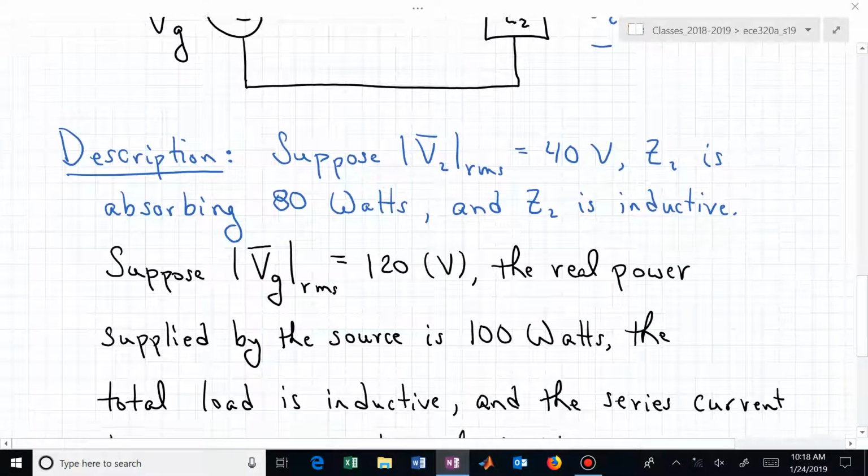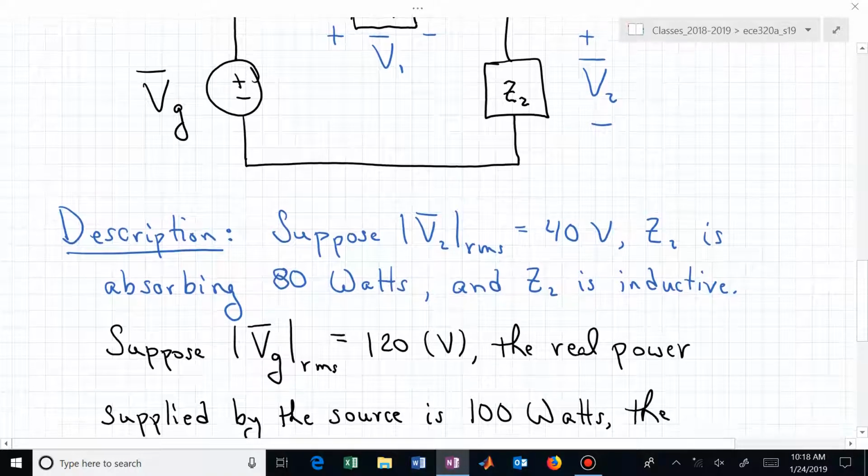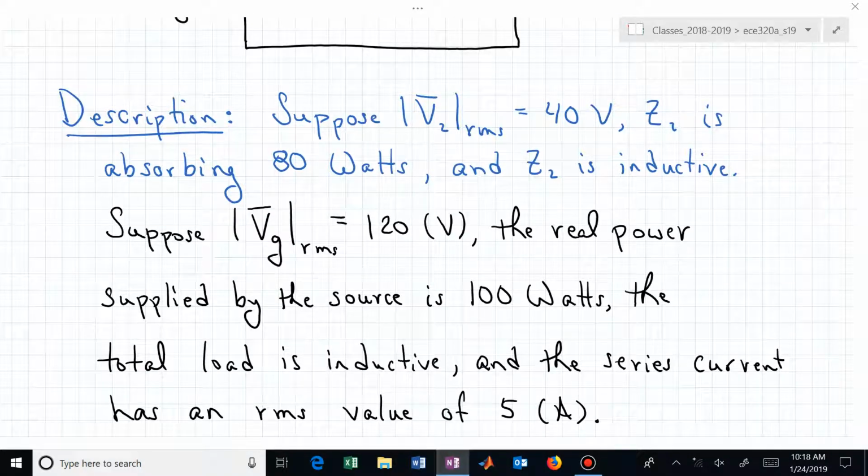Suppose we also know the following about the source. We know the magnitude of the source in RMS units, so we want to make sure that everything is consistent and we're dealing with maximum values or RMS values. Here we're using RMS values. Suppose that we're told that the magnitude of V sub G is 120 volts. We're also told that the real power supplied by the source is 100 watts, and you now should start seeing these pictures of complex power triangles, and we may have voltages and currents that are represented as vectors.